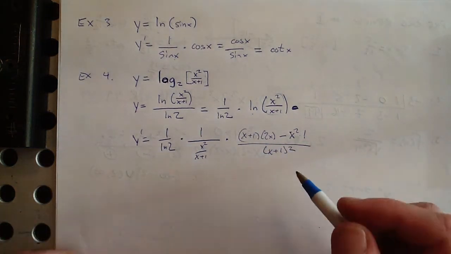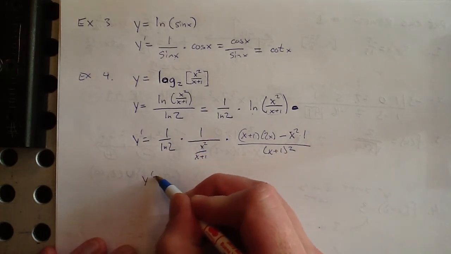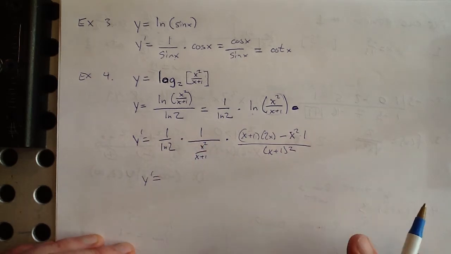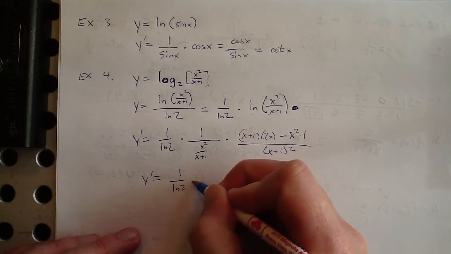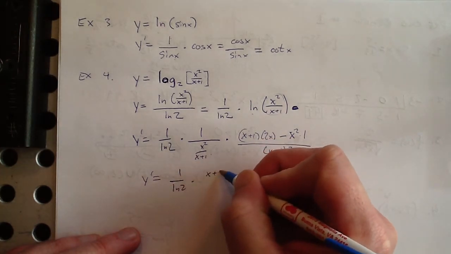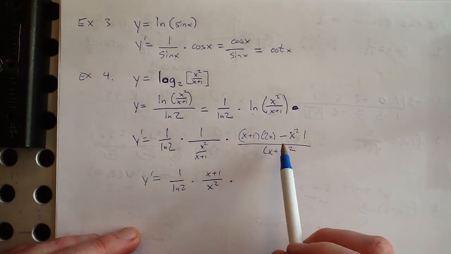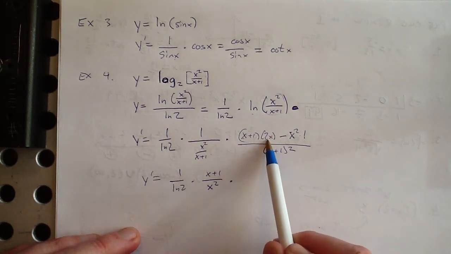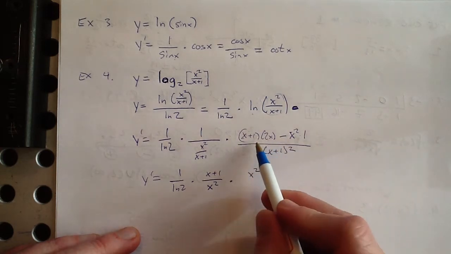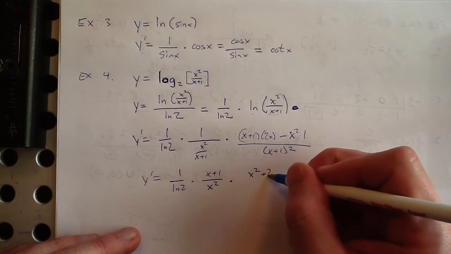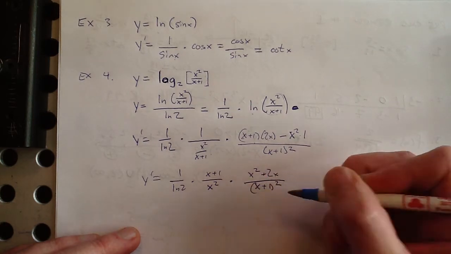So how much simplifying do you want to do? Well, I think we need to do a little bit. We can't leave that like that. And of course, 1 over something just flips it over. So looks like we have 1 over natural log 2 times x plus 1 over x squared times a little simplifying on the top. X times 2x is 2x squared minus x squared is x squared plus 2x over x plus 1 squared.